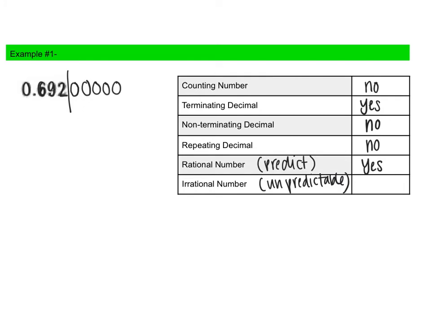Is it unpredictable? No, it's not unpredictable. So this is what this number is classified as. It's a terminating decimal, which means it's a rational number. We can predict what comes next because it ends right there. It's very predictable. Okay? All right, moving on to the next slide.